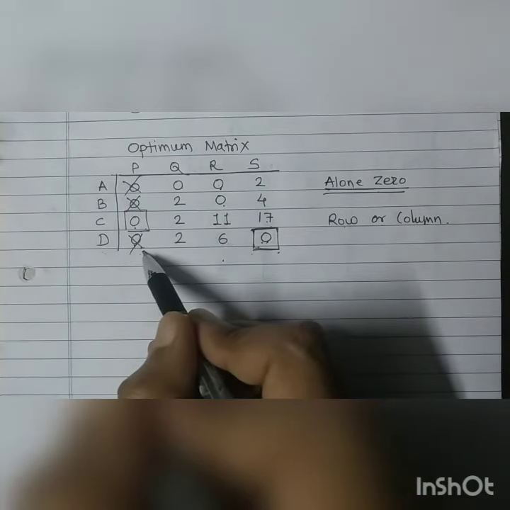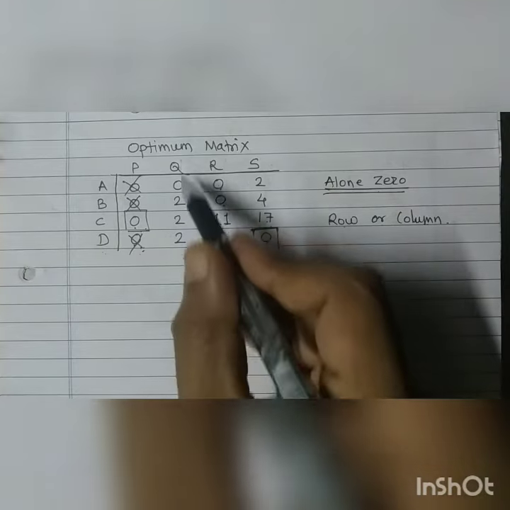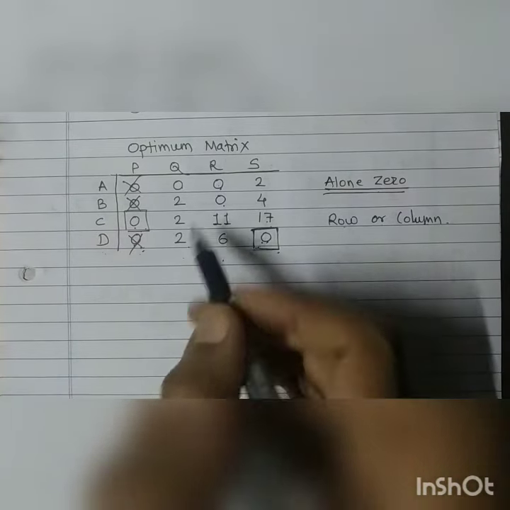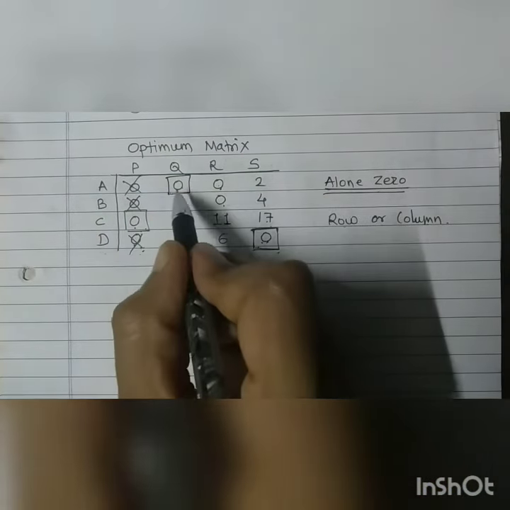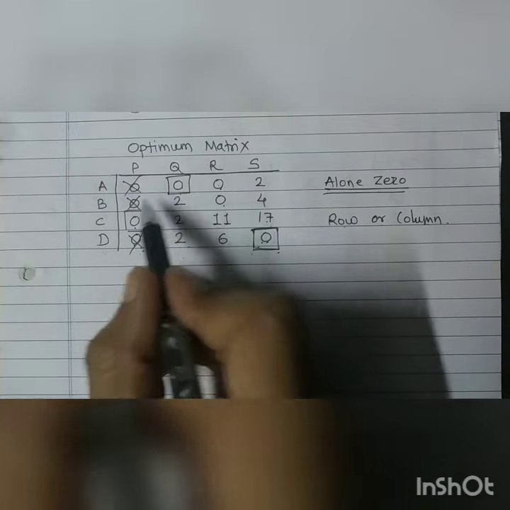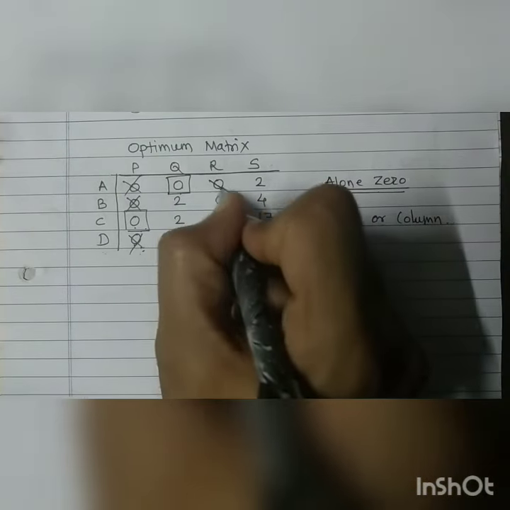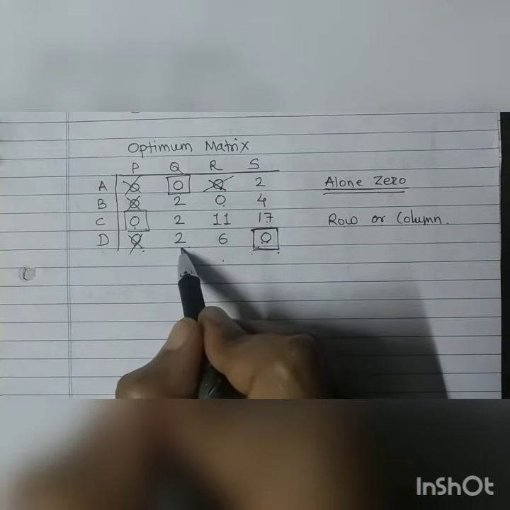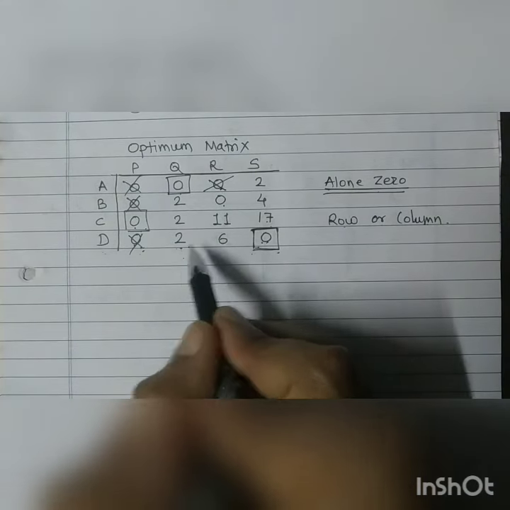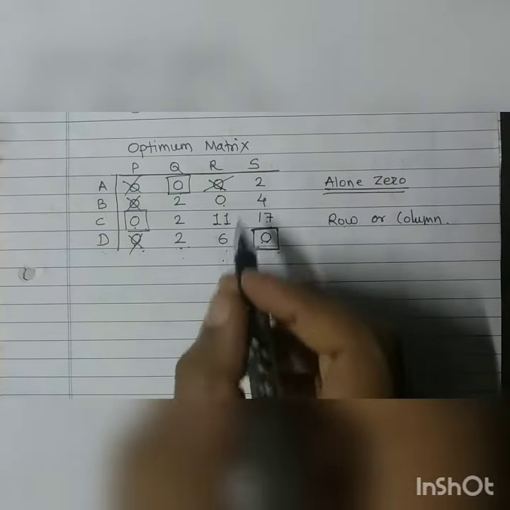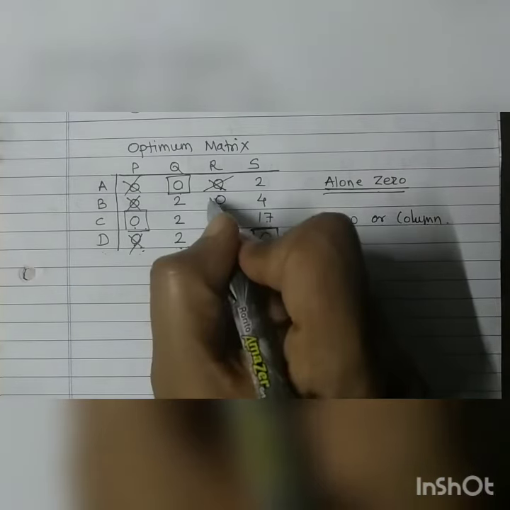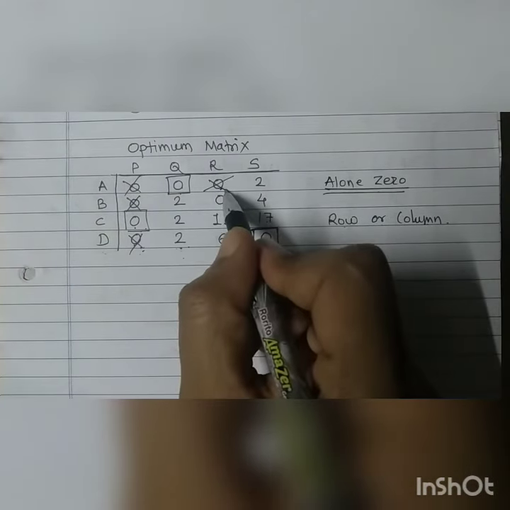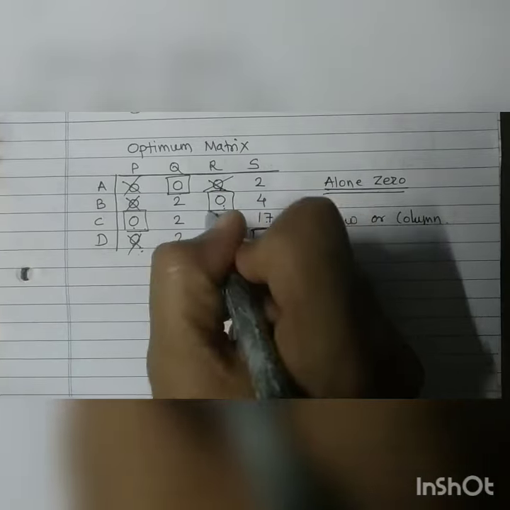First column already captured. Now consider the second column. I got an alone 0 in the second column. So I will capture this. Once I capture this 0, along the row, this 0 is there, so I will permanently delete it. Along the column, there are no zeros. So I will go to the third column. In the third column, I found 1 0, which is alone because its neighbor is already deleted. So I will capture this.